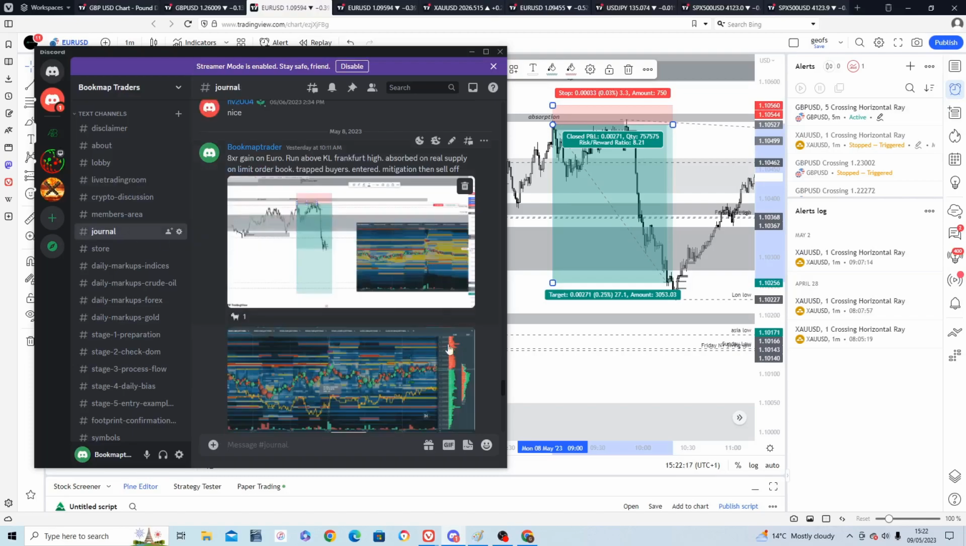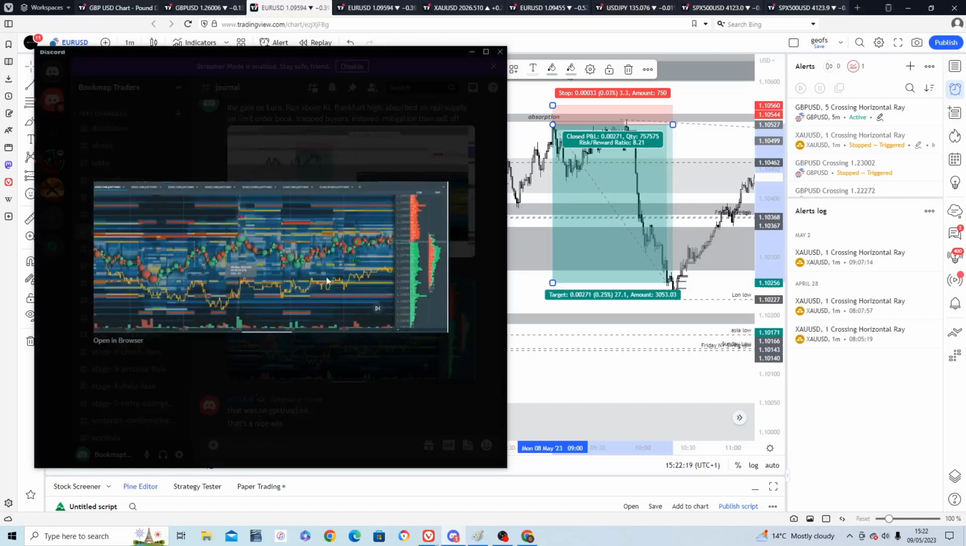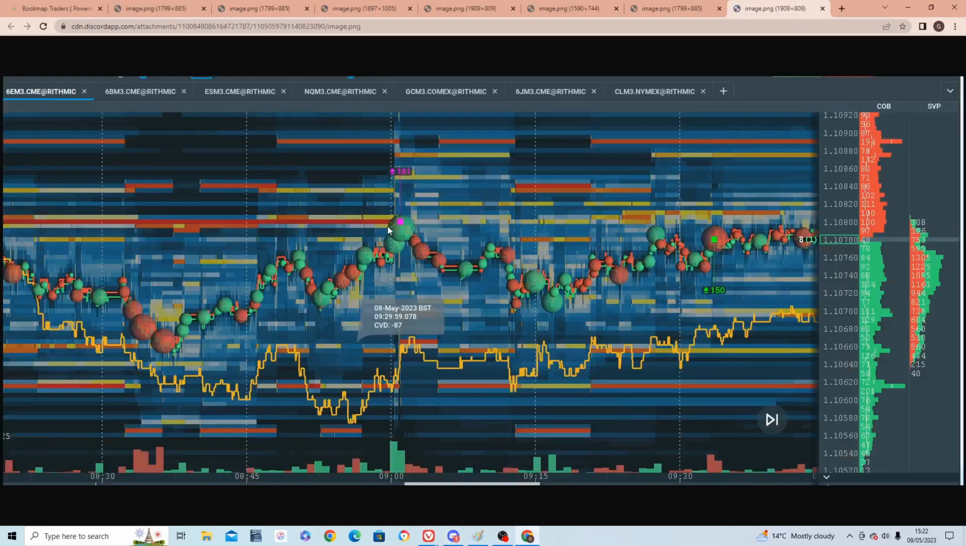Let me just show you my journal. Because we had this level of high liquidity, I had my stop right above there. So it was only 3 or 4 pips above. So it was a very high risk to return.